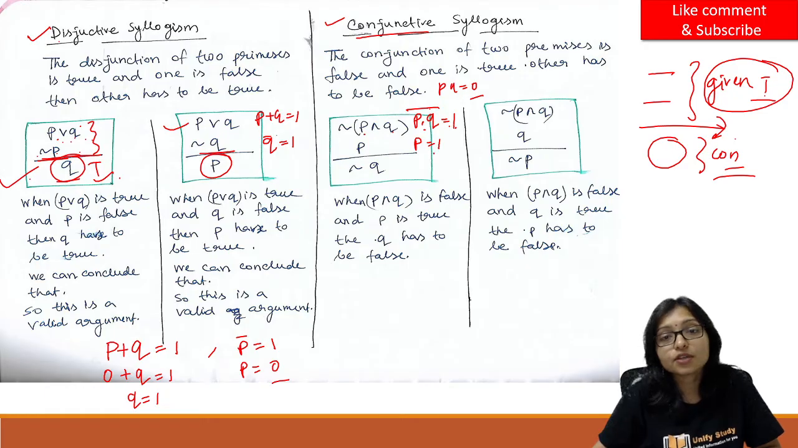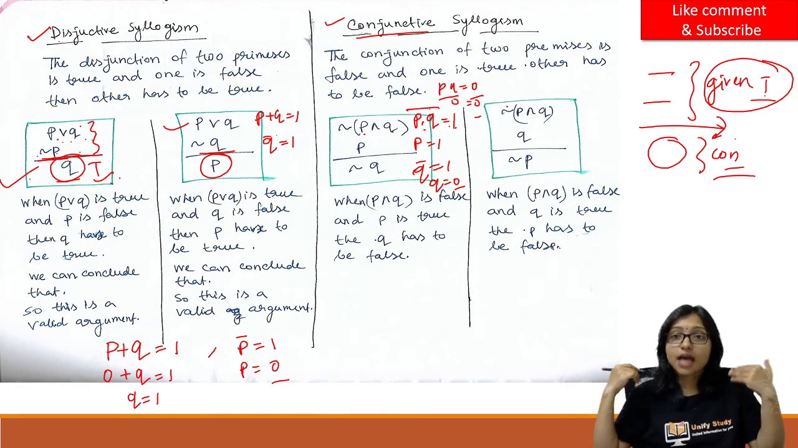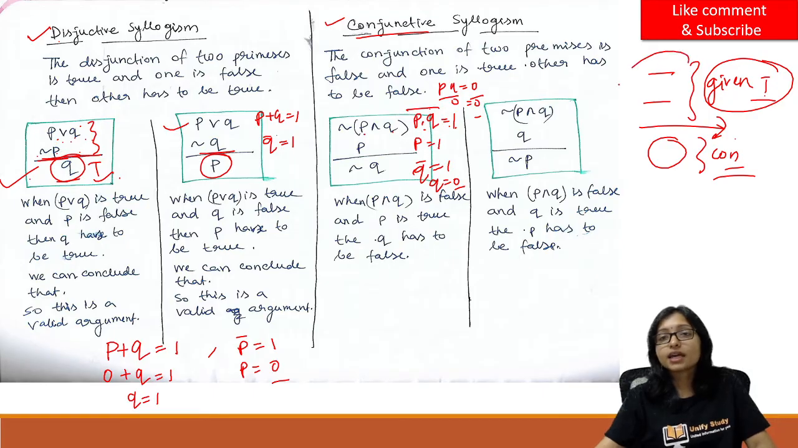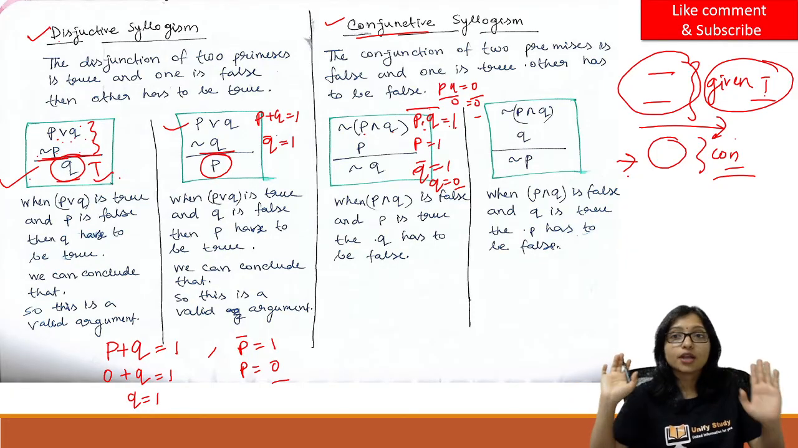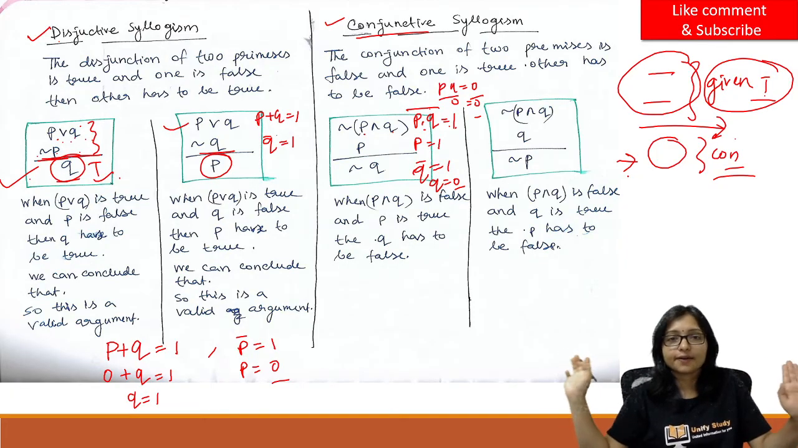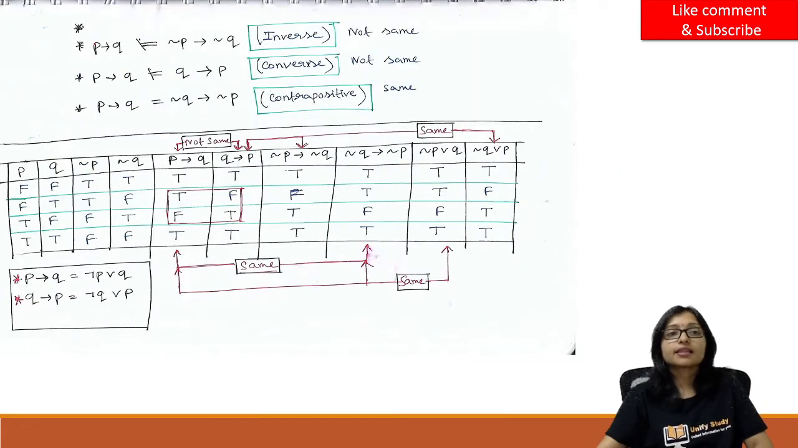So why will it be 0? Then Q bar is true, means Q bar is 1, means Q equals 0. So Q equals 0, that's why PQ equals 0. This is the conjunctive syllogism. Something is given to you, and from the given thing am I getting the conclusion? If I am getting the conclusion, then that is called the syllogism is valid here. This is the format.